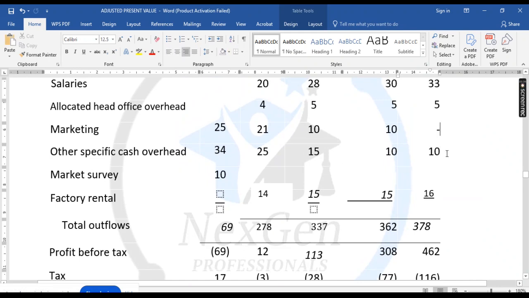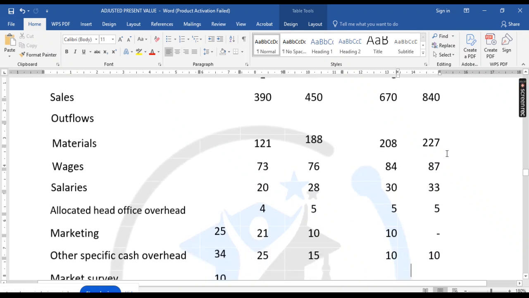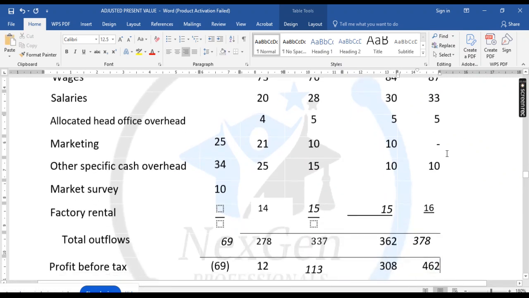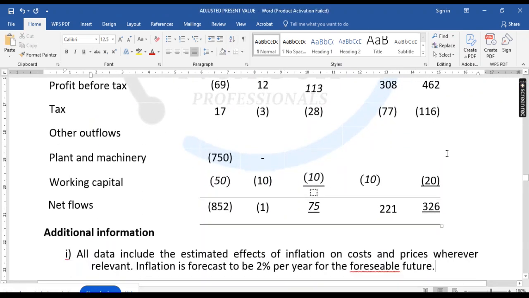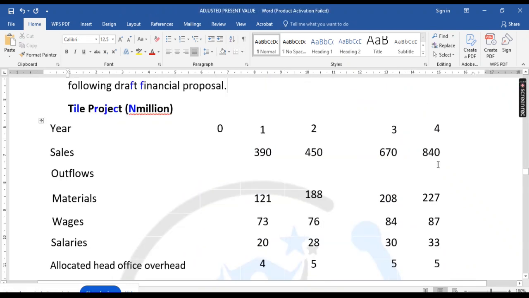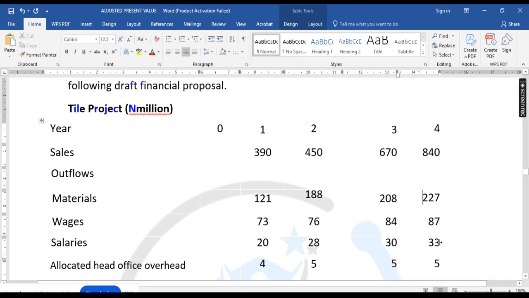Which means that when you go from year 4 to year 5 and year 6, you leave it at 10 because it's already in money terms. You don't need to inflate it by 2% again. But any other cost that is relevant, you have to inflate by the 2% given to you. The wages and the salaries as well, you have to inflate.